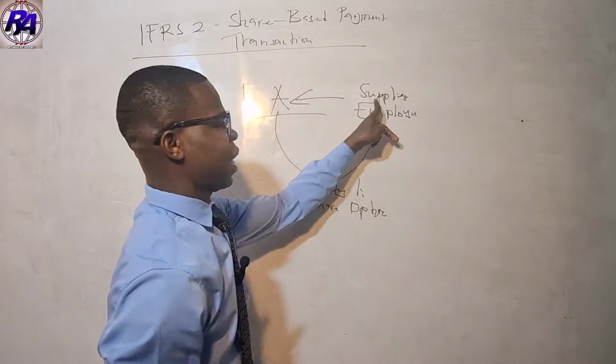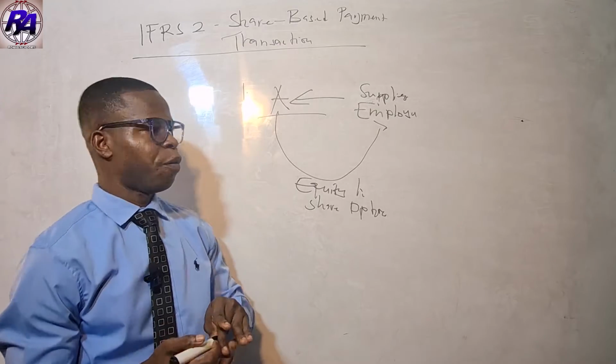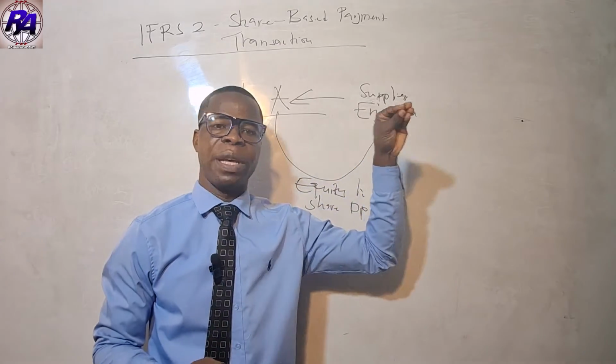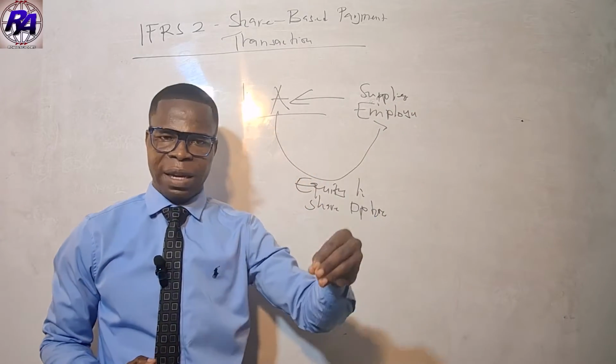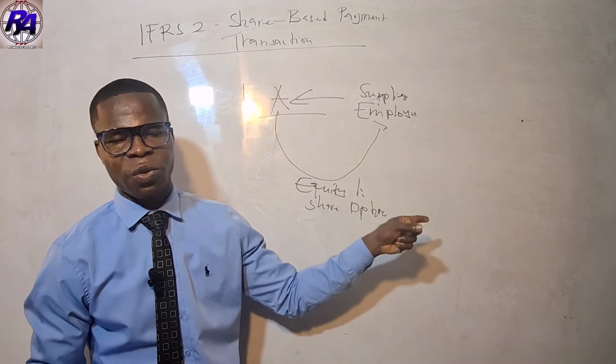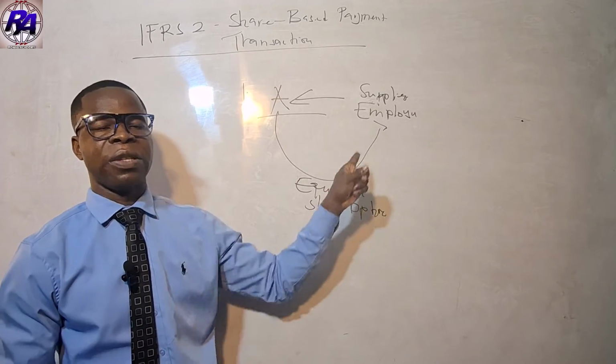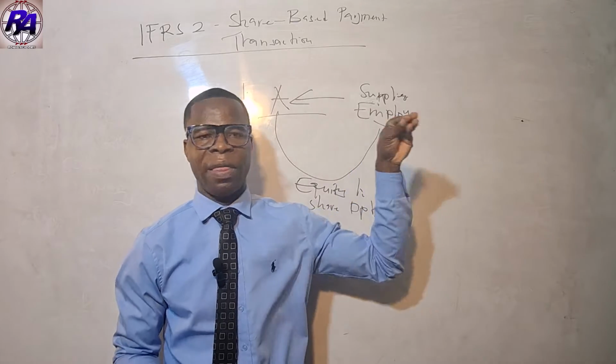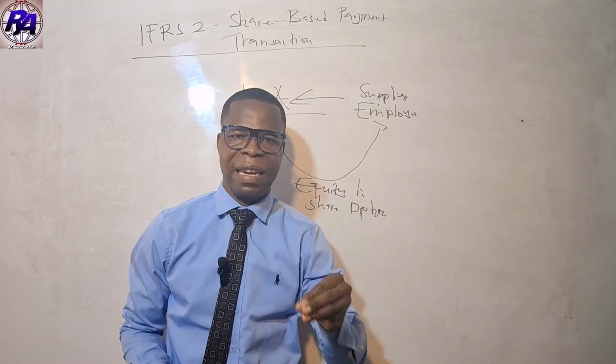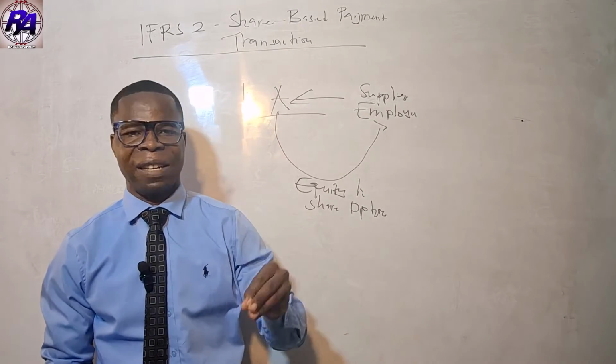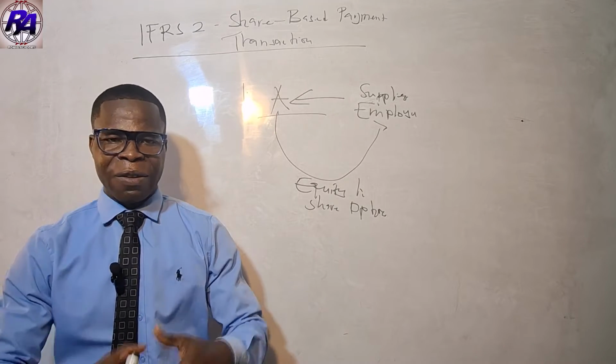Instead of paying with cash to the supplier, instead of paying with cash to the employee, instead of paying salary to the employee, in return, the entity is issuing an equity instrument or a share option to the employee or to the supplier. When that happens, we are basically saying that that is a share-based payment transaction.